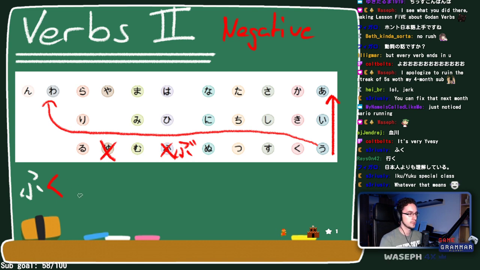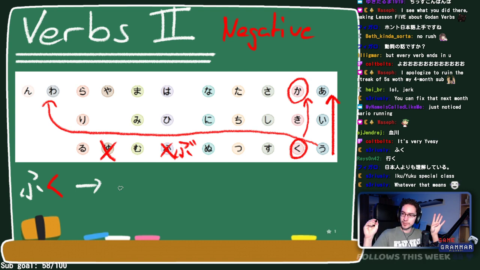The white part isn't going to change. So what do I change this ku into? Well, super simple. Step one: here is ku, and what is in the a row? What's the corresponding character in a? Well, it's ka. So let's use that. Fuku turns to ka. Just turn off your brain. You don't even have to think about why. This is not as much a matter of why. That's just what happens, okay?